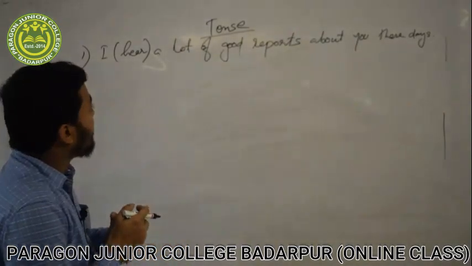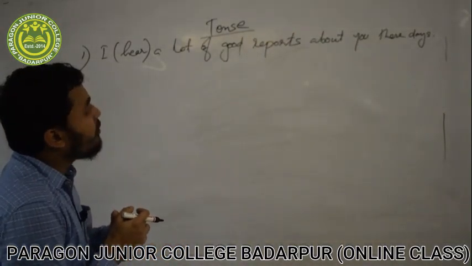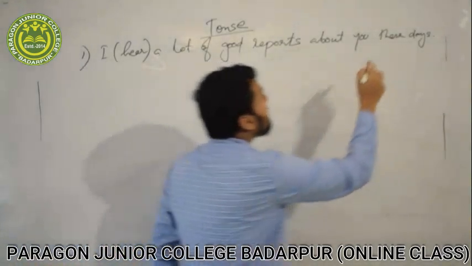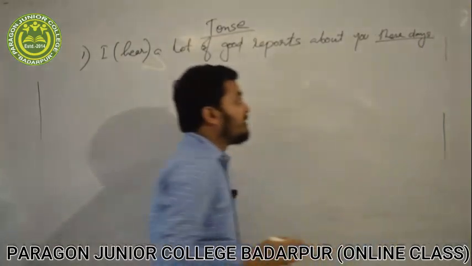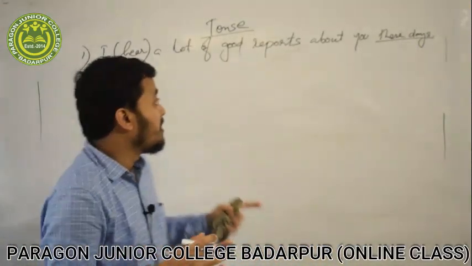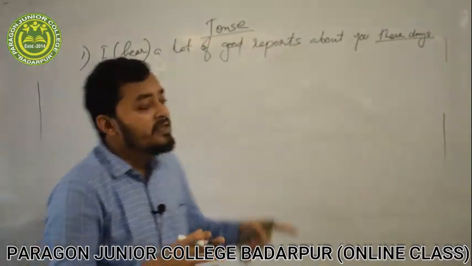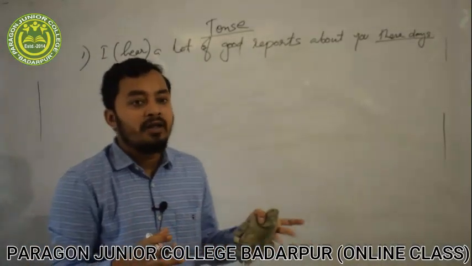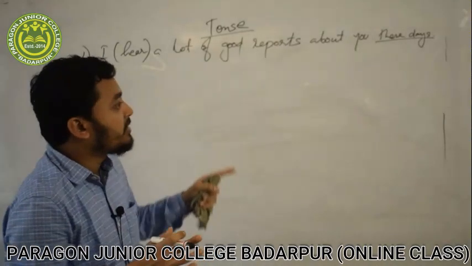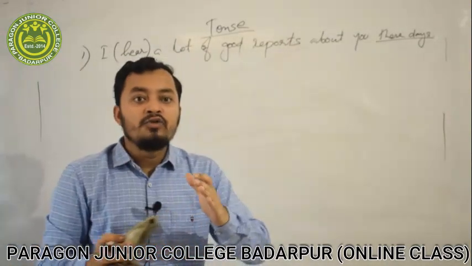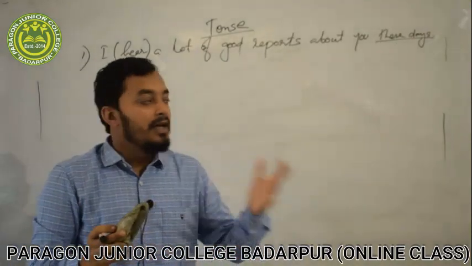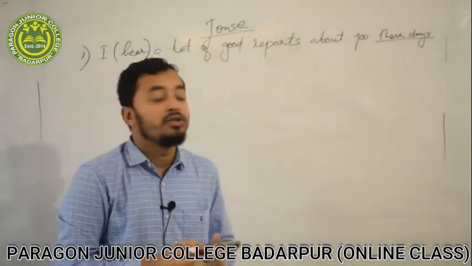Now see, read the sentence once again. I hear a lot of good reports about you these days. It's written "these days" here. These days मतलब क्या है? आजकल. So which means nowadays. So these days, nowadays means what? It is an action which usually happens. It happened in the past. It will also happen. It is in the present also.